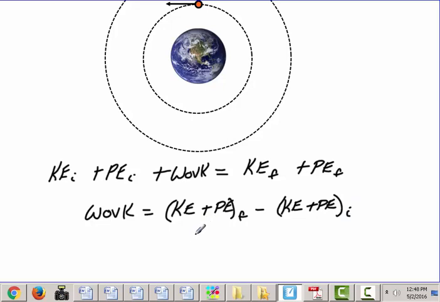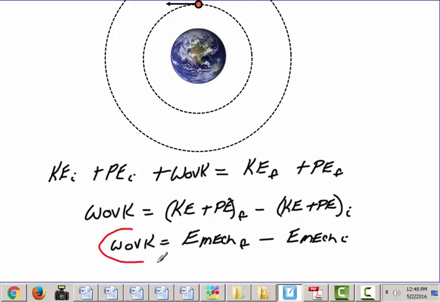So we're going to take what's called the mechanical energy final, and subtract the mechanical energy initial. That's going to give me my work equation, and that's pretty much all we're going to do to solve this problem. This problem is actually quite simple.